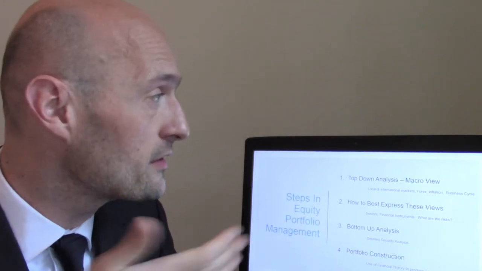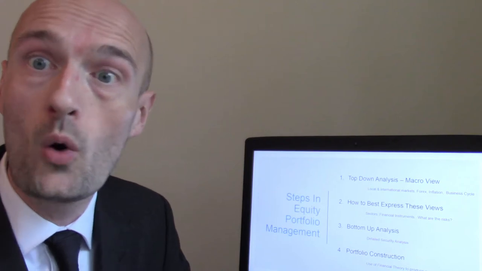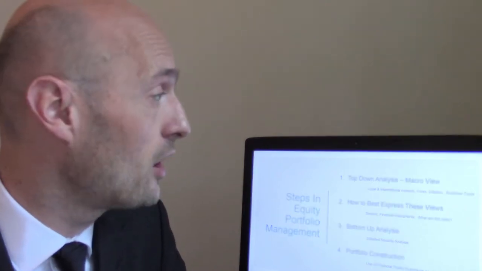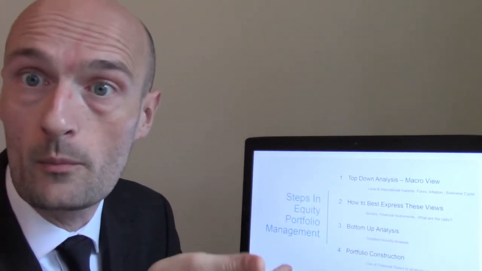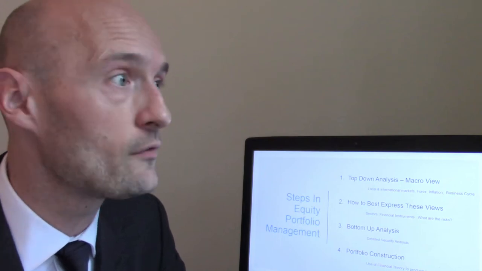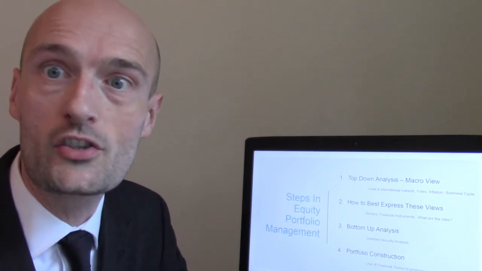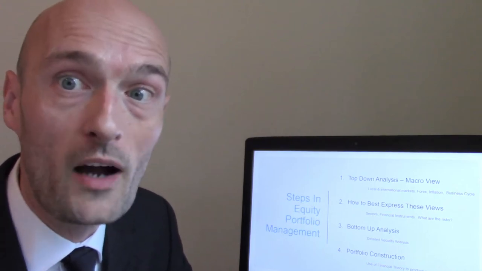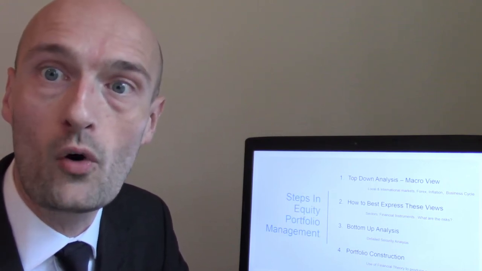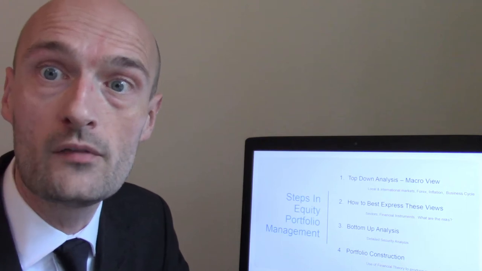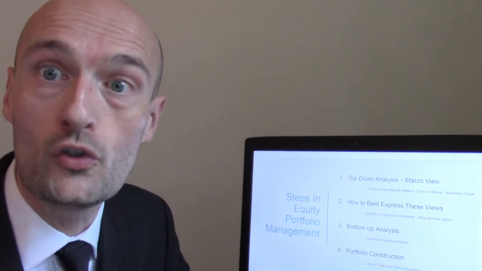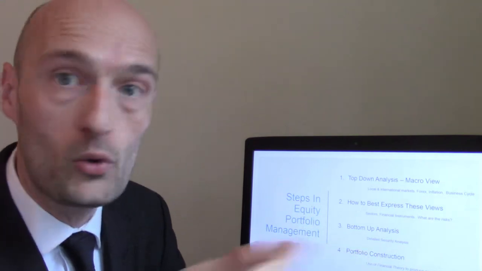But essentially, it involves taking a macro view to begin with as to what the overall economic picture is, and then working your way down to stock selection. So once you've come up with some sort of macro view, the next step is often to work out how best to express those views, because you've decided, for example, that we're entering a recession or just finishing a recession. You then say, in the forward-looking market environment, what is likely to do well? If I believe that interest rates are likely to rise in the future, what kind of stock should I buy? What businesses will do well in that environment? So that's how to best express those views.